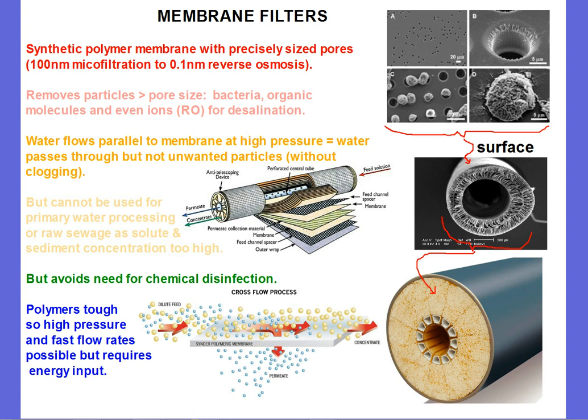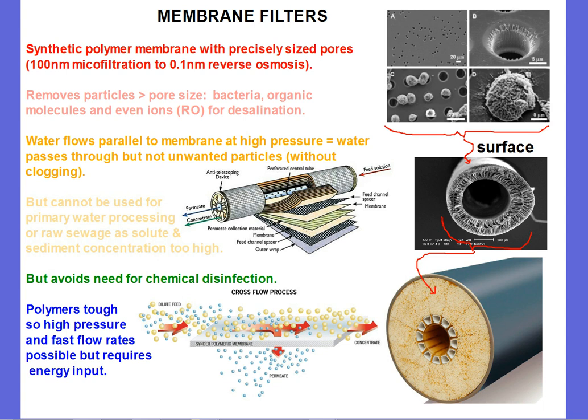This can't be used for primary water processing, so you need to do some sort of sedimentation or some basic filtering first, and it can't be used for raw sewage, otherwise the pores will be clogged too quickly. The good thing about membrane filtration is it avoids the need for chemical disinfection because it actually removes microbes. Also, the polymers are quite tough, and you can use high pressures, therefore the flow rates are quite fast, therefore you can purify a lot of water.